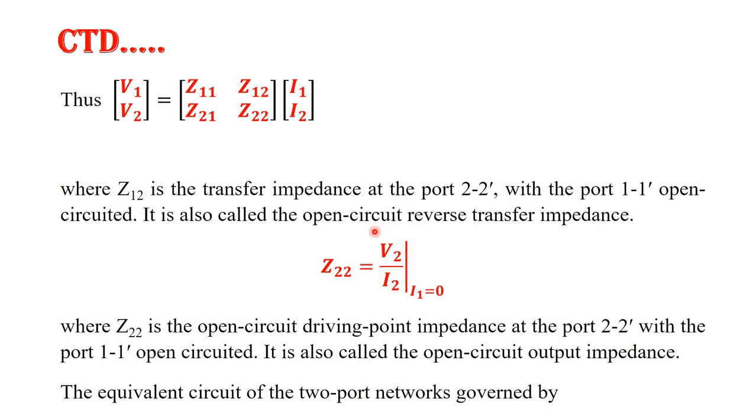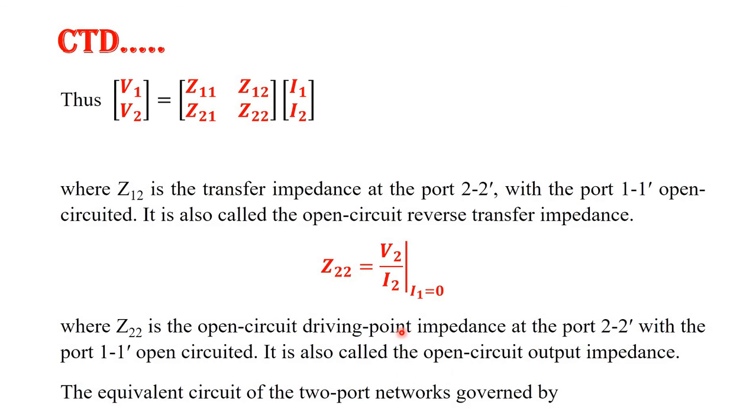And the last I am going to explain is Z22, that is V2 by I2. Which one is 0? I1 is 0. Z22 is the open circuit driving point impedance at port 2 with port 1 open circuited. It is also called the open circuit output impedance.